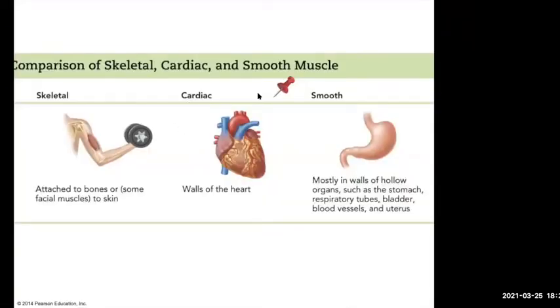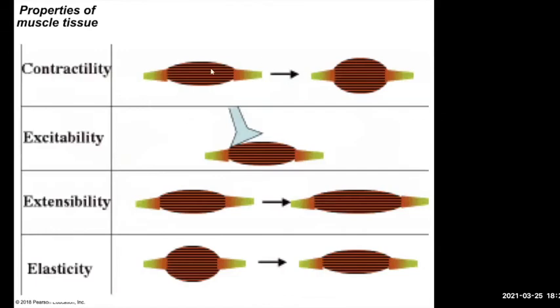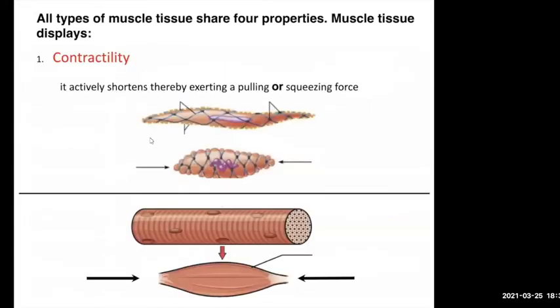So real quick, because we are going to be covering cardiac and smooth in a separate lecture, but while we're talking about muscle tissue and its properties, all these properties that I'm going to talk about apply to not only skeletal muscle, which we're focused on for the most part, but also cardiac and smooth. All these muscles, what they do is contract. They all have some kind of excitability. They all have extensibility. They all have elasticity. So let's look at what these terms are.